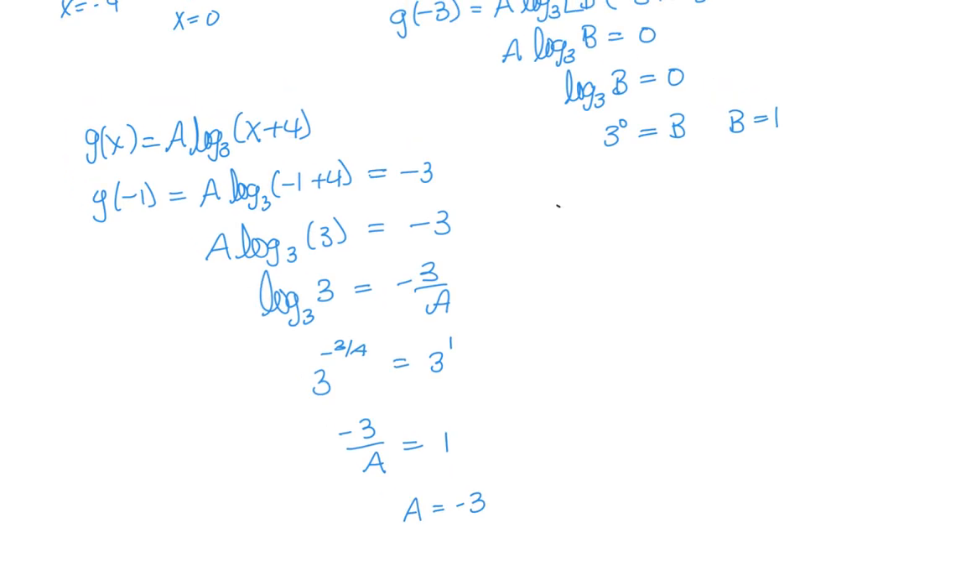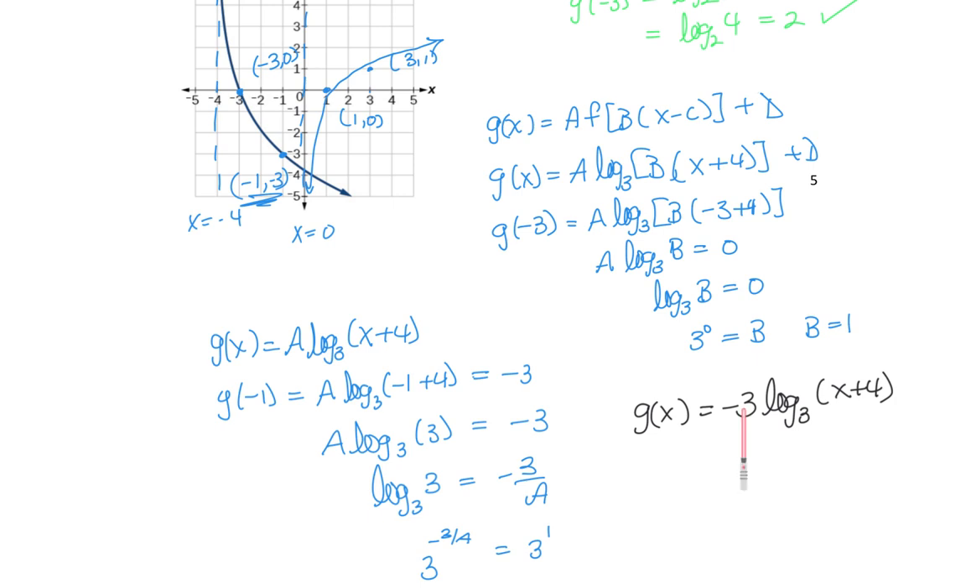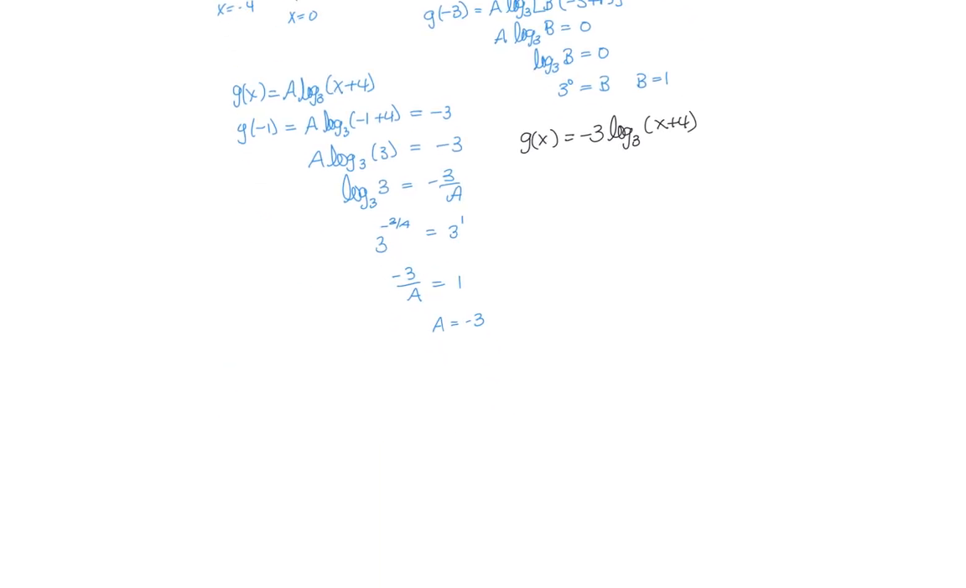So my final answer is g of x is equal to negative 3, the log base 3 of x plus 4. And that satisfies this because we have a vertical stretch of 3, and it has a reflection over the x-axis. So that makes sense that a is a negative number. And I have a movement horizontally of 4 places, and so that's what I think my graph is. And I believe that's it for this video. We'll see you in class.